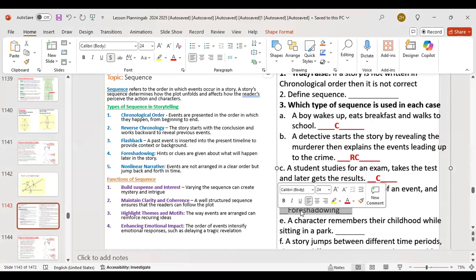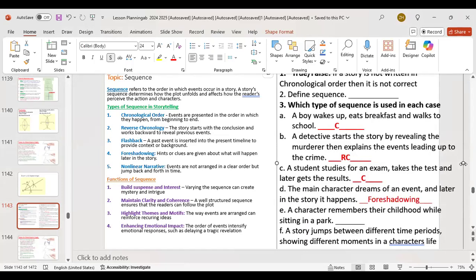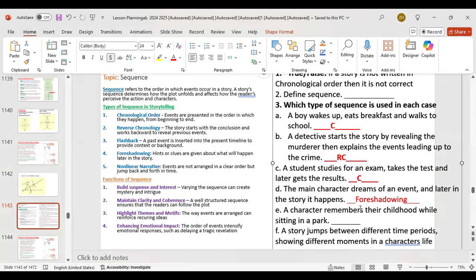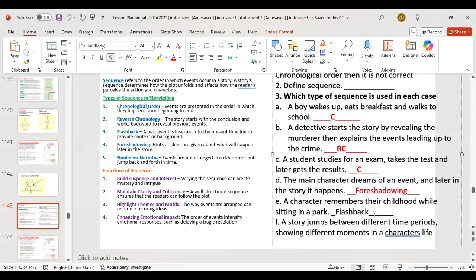Okay. Let's read the next. E, a character remembers their childhood while sitting in the park. Flashback. Very good. And finally, a story jumps between different time periods, showing different moments in the character's life. Non-linear. Very good.